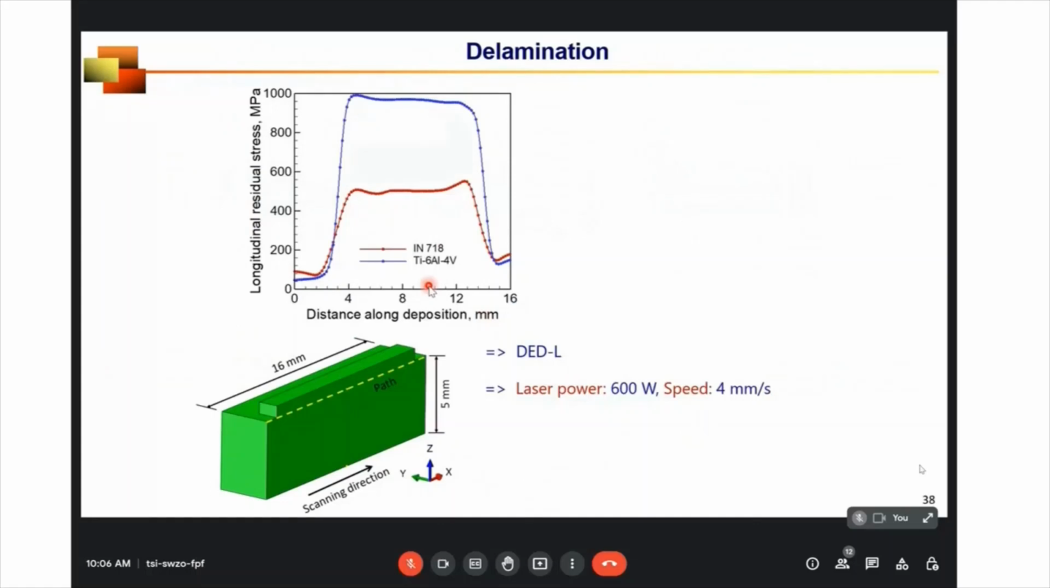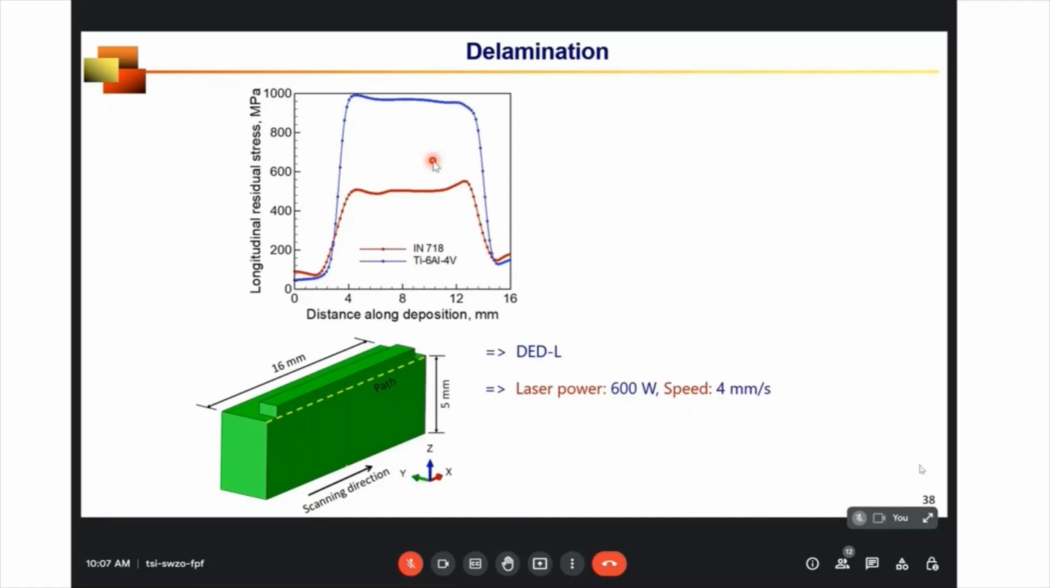So I was mentioning delamination, which is separation of the part from the substrate. So let's take the longitudinal residual stress along the deposit substrate interface, because that's the stress we are interested in, because we want to see the change between the residual stress in the component and in the substrate. We are comparing two alloys. For titanium alloy, the residual stress is quite high because of its higher yield strength.